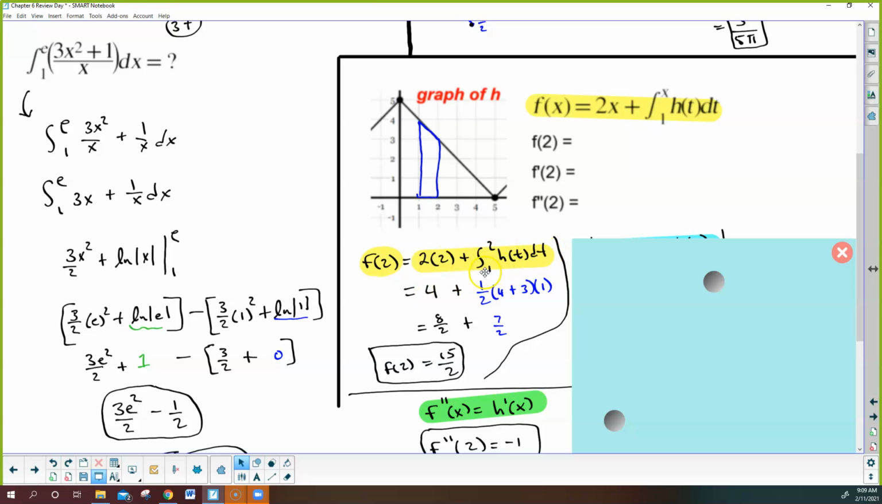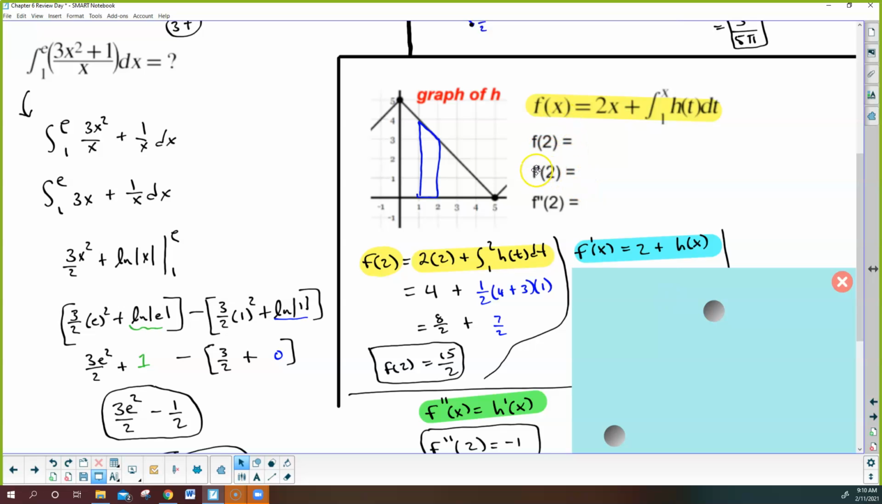And then we have to know, what do they mean? 1 to 2 of h of t dt, that's the area underneath the curve. So I can find the area of this trapezoid, which has a base of 4 and a base of 3. So 4 plus 3. The height is the distance of the x's, that's 1, and that's 7 halves. I changed 4 to 8 over 2, so then I get 15 halves. So that's just plugging it in, but knowing that evaluating the integral given a function is the area under the curve.